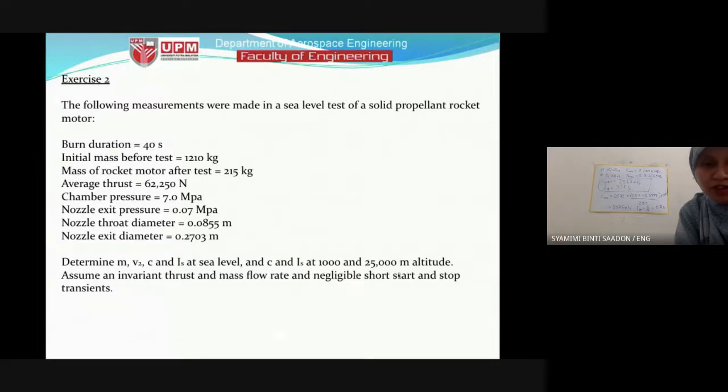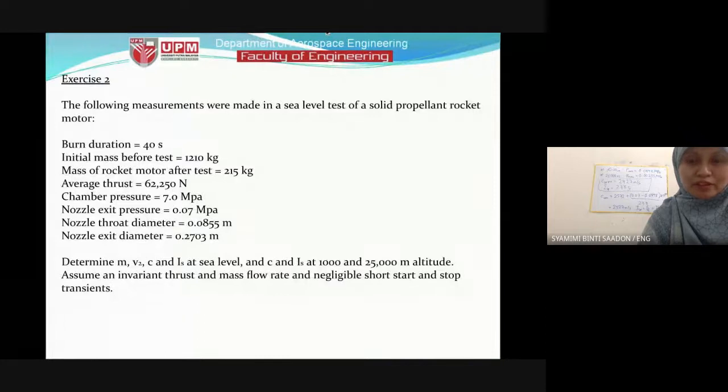So we assume an invariant thrust. We assume constant thrust, the ideal case, with constant mass flow rate and negligible start and stop transients. Throughout the launch of the rocket, we use the same value of thrust, 62,000, and the mass flow rate calculated just now. So that's it for exercise 2.